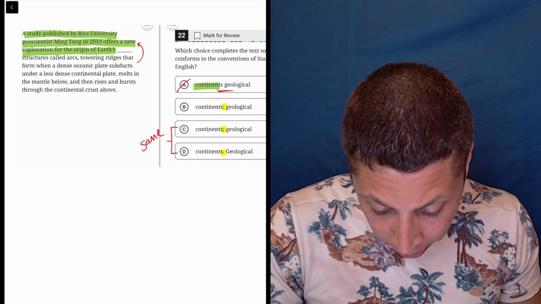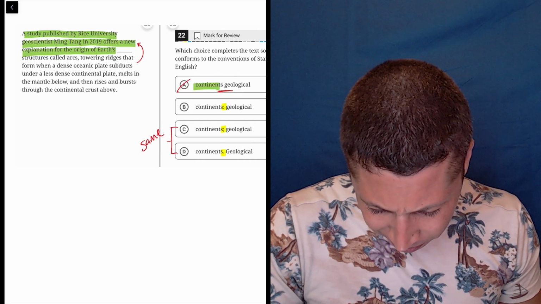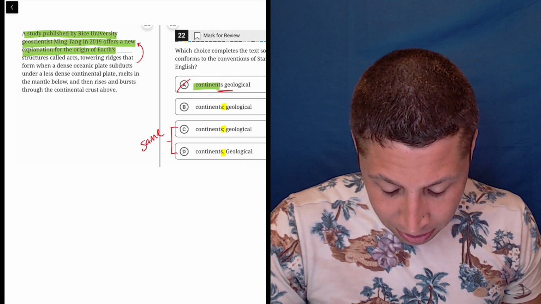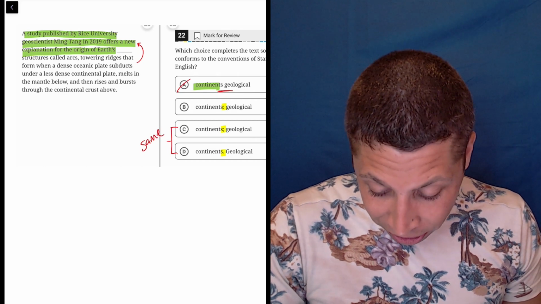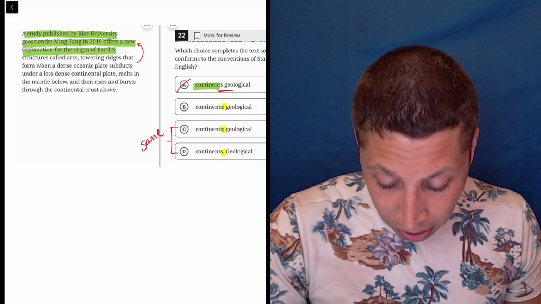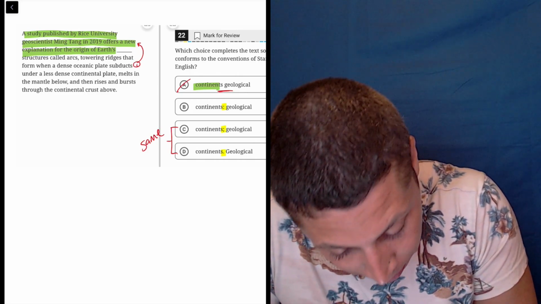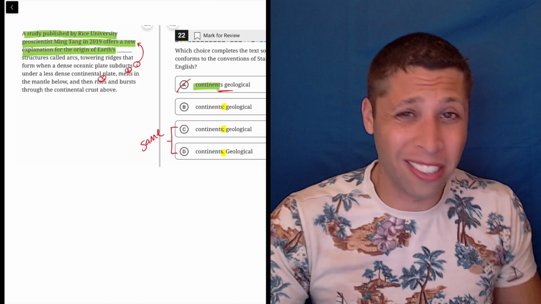Geological structures called arcs. Towering ridges that form when a dense oceanic plate subducts under a less... Oh, it's a list. Towering ridges that form when a dense oceanic plate subducts under a less dense continental plate, melts in the mantle below, subducts, melts, rises and bursts. Wow, this is a disaster of a sentence.